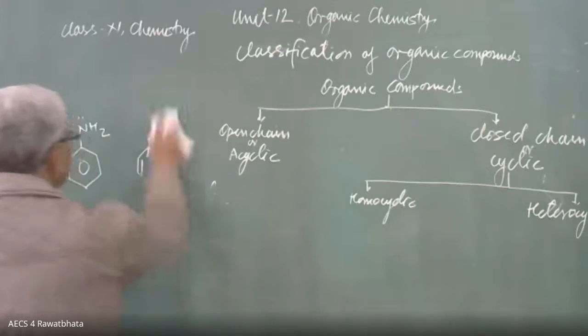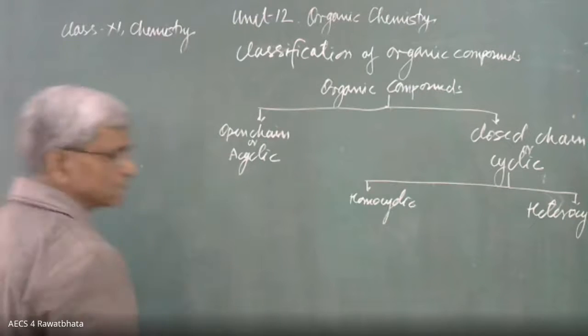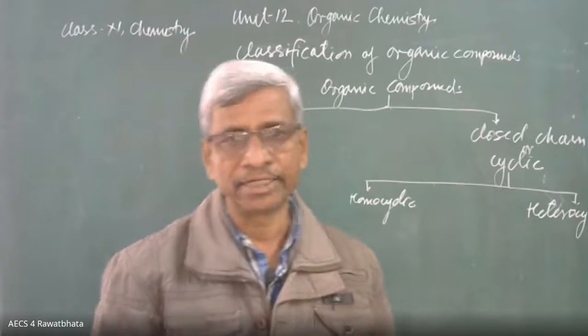Okay? So this is the meaning of homocyclic and heterocyclic. Heterocyclic means that the carbon cycle has some other elements within the cycle itself.